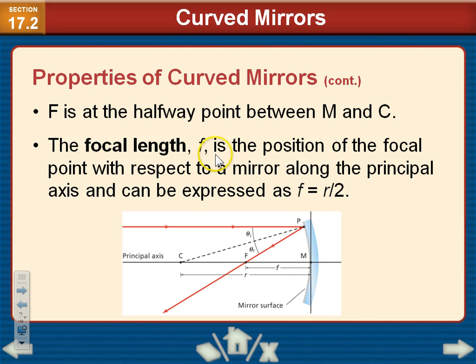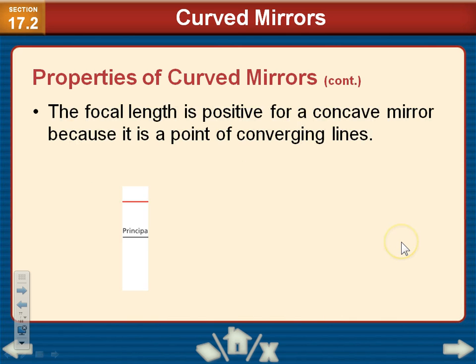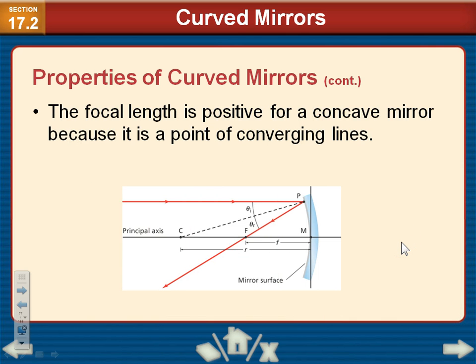So we say that the focal length is going to be 1/2 of the radius of the curved part of the mirror. Focal length is positive for a concave mirror because it is a point of converging lines. In other words, all the rays come together at a certain point, and that is a positive focal length.